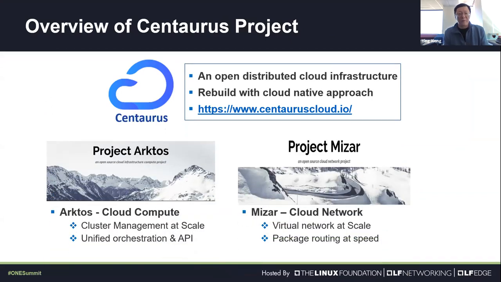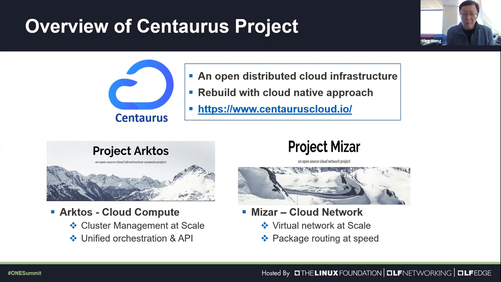So this is our view of project Centaurus. And again, it's an open source project. We open sourced it, and we are in the process of donating the project to the Linux Foundation. We call this project the Open Distributed Cloud Infrastructure. In fact, we rebuilt it with a cloud native approach. This project includes two sub projects. Project Arktos is the cloud compute project for Centaurus. It basically manages clusters at scale and unifies the orchestration APIs for VMs, containers, serverless, as well as bare metals, as I mentioned earlier.